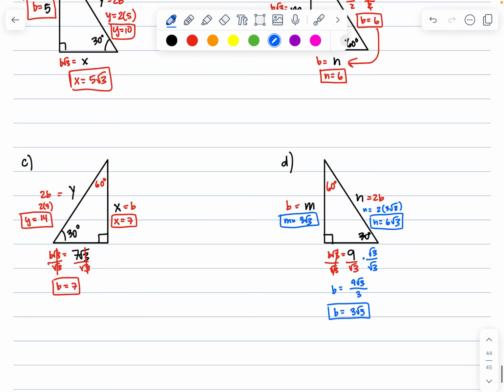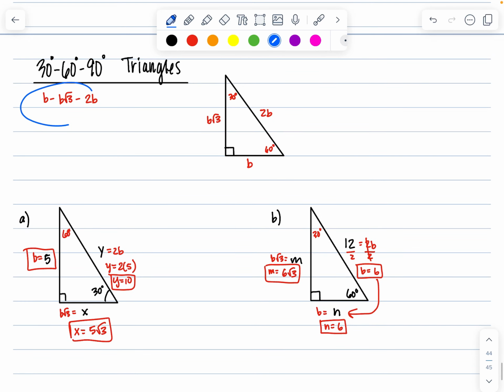All right, so 30, 60, 90 is now done. We use B, B root 3, and 2B to simplify that.